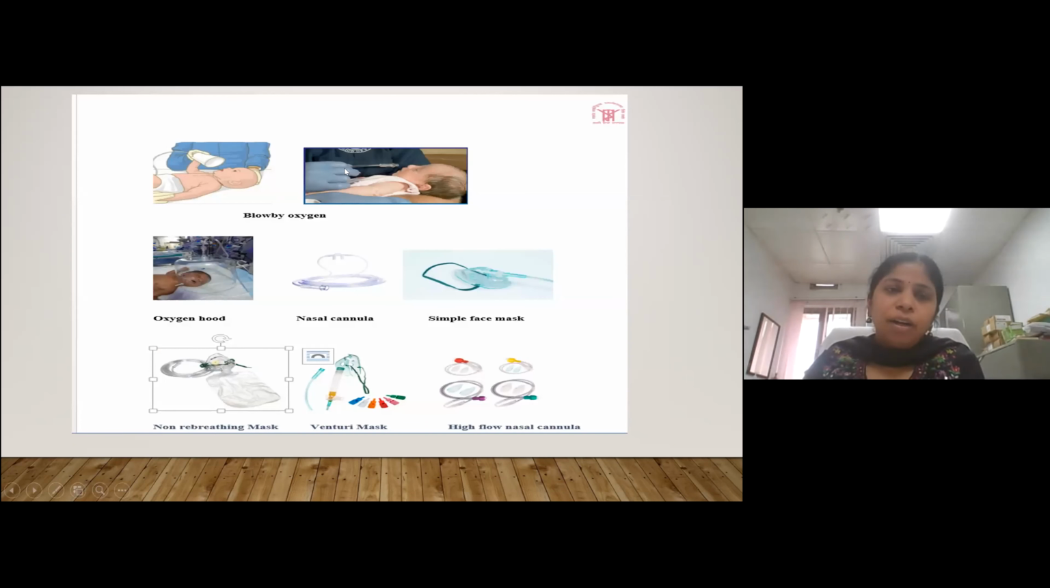So this chart, just to summarize, includes a picture of blow-by oxygen as well. So if a child or infant is irritable, just a conical kind of paper can be attached to the oxygen tubing, and they can just keep it around the baby's face. Then this is the oxygen through hood. This is a simple nasal cannula. This is a simple mask. This is a non-rebreathing mask, and this is a Venturi mask, and this is the high flow nasal cannula.